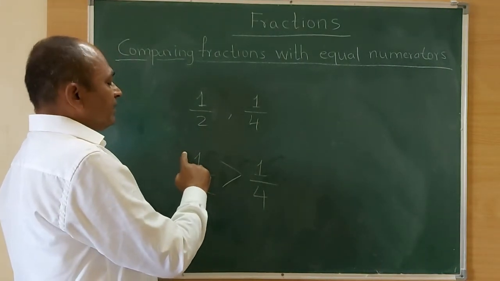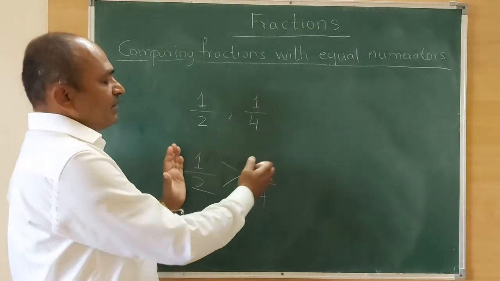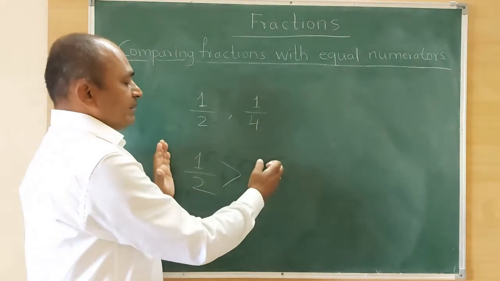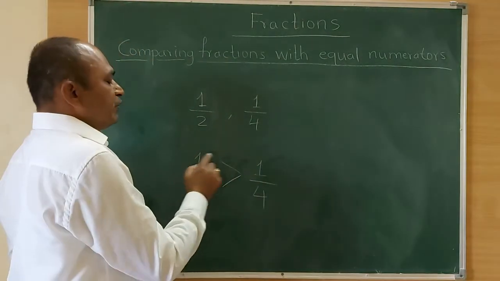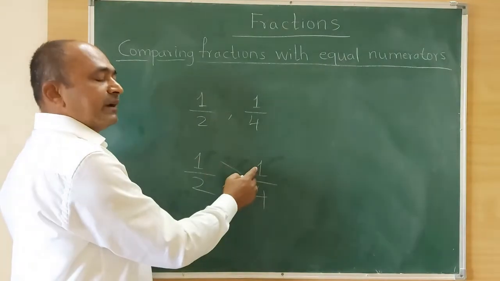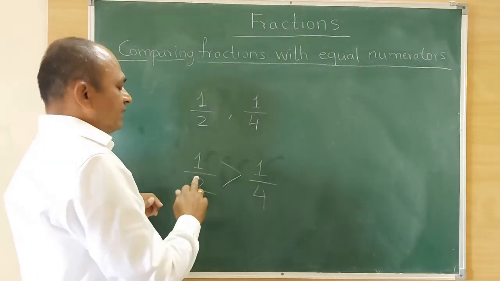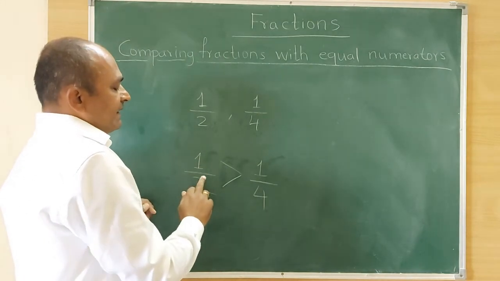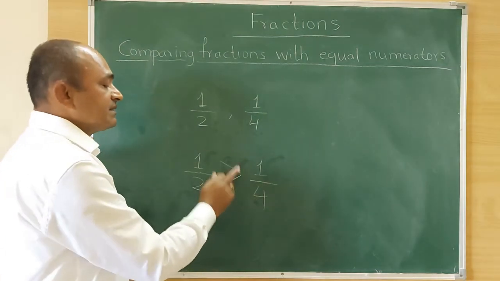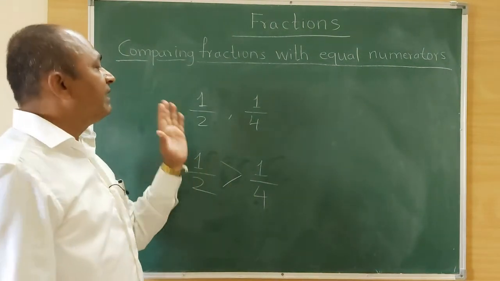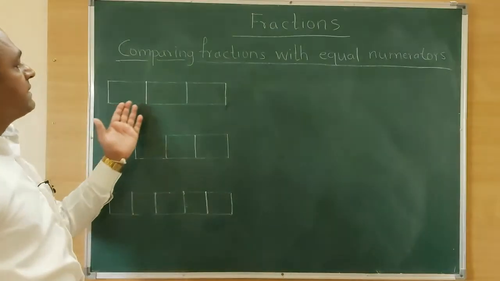If the numerator here is say 2 and here also it is 2, the same methodology applies there also. Means if the numerators are same, let it be 1, 2, whatever, in that case the fraction whose denominator is greater is the smaller fraction. I will explain this concept with an example. Okay, let us see this with some example.